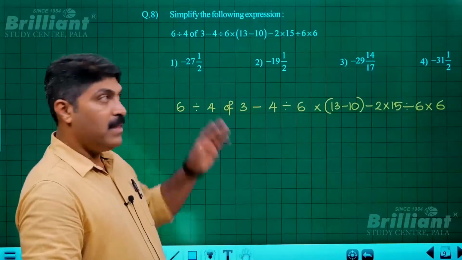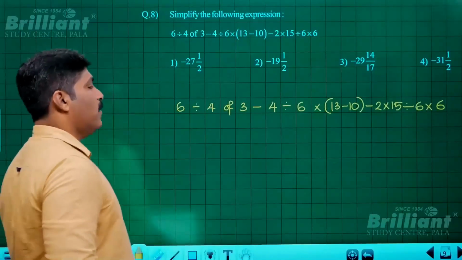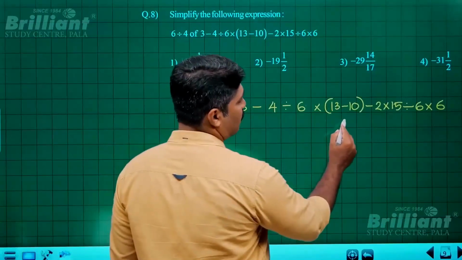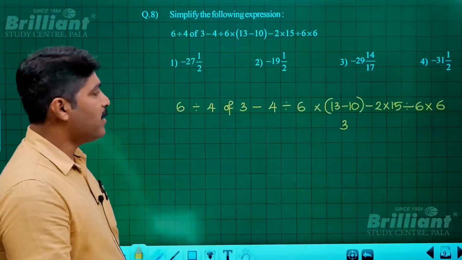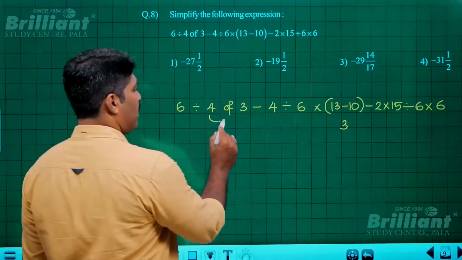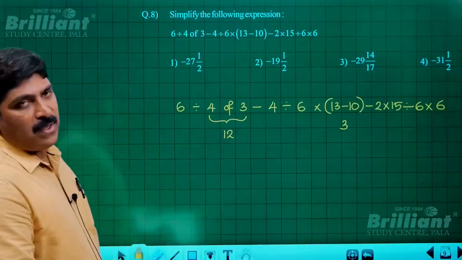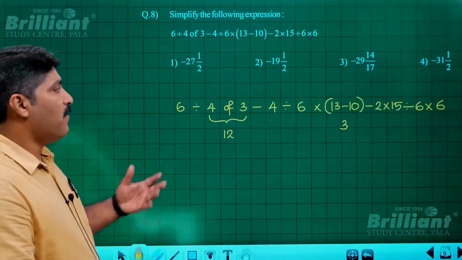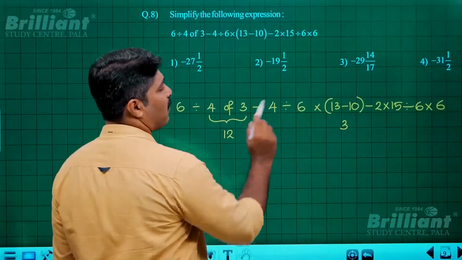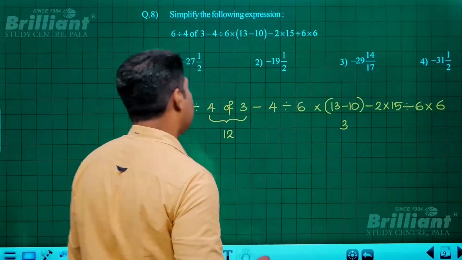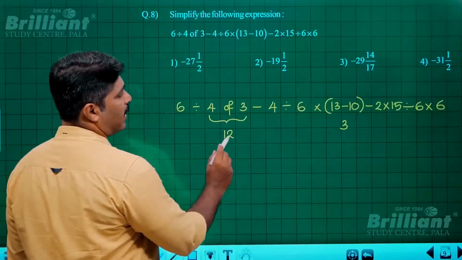While considering BODMAS, we have to start from the bracket. So what is the value of this bracket? That is equal to 3. So just write that, it is 3. The second step of operation is 'of'. So what is the value here? This is equal to 4 of 3, that is 12. After that, the next step of operation is division, that is 4 by 6. So we can write the steps here: this is equal to 6 divided by 12.